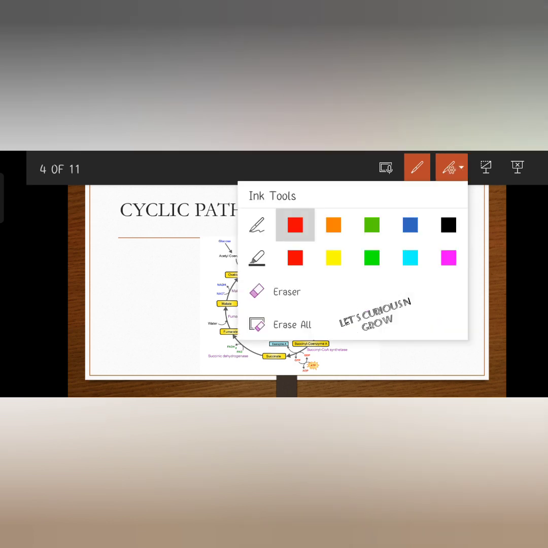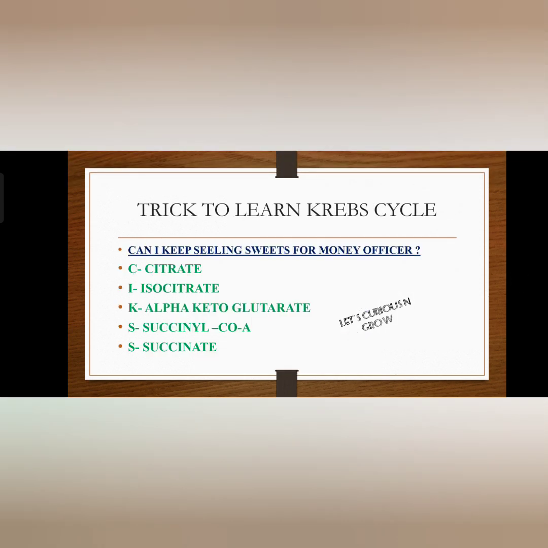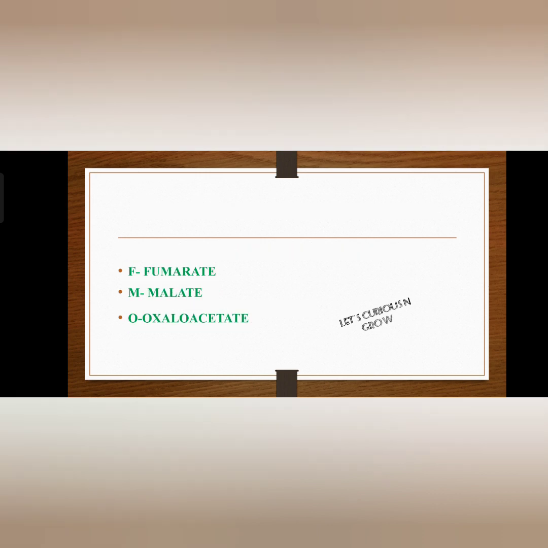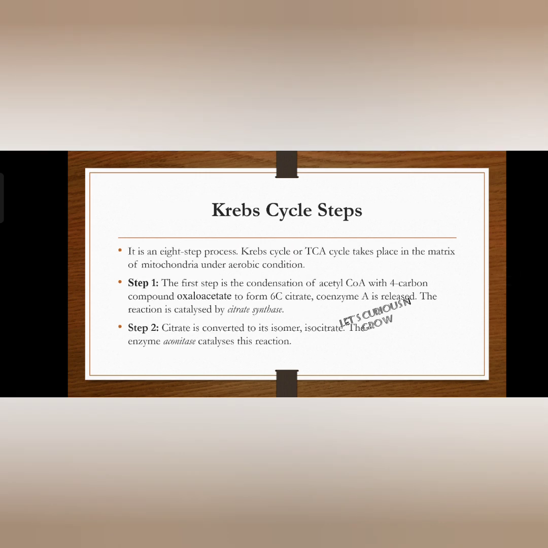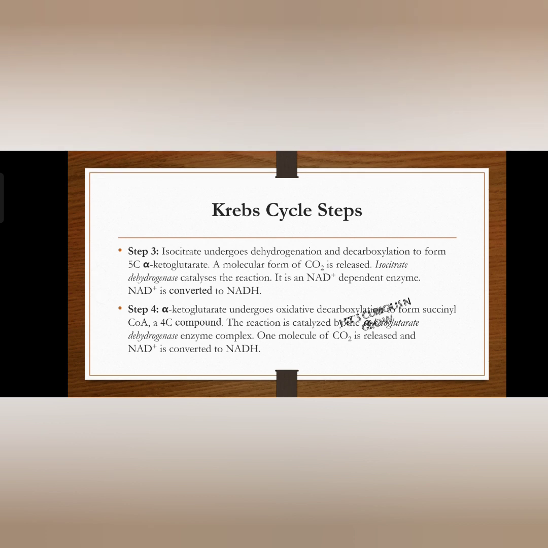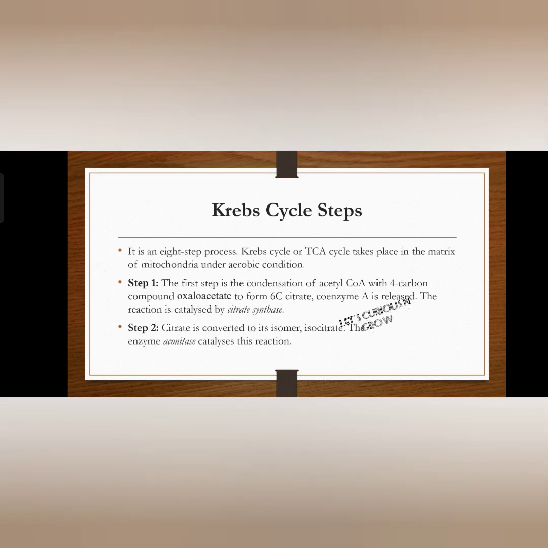These are the enzymes like isocitrate, alpha ketoglutarate, succinyl coenzyme A, malate, fumarate, citrate, oxaloacetate and succinate. So these are the cyclic pathway enzymes to complete the Krebs cycle. Next, here is the trick that I told you previously, a one-line trick for easy learning of the Krebs cycle. These are the enzymes which are used in this pathway.